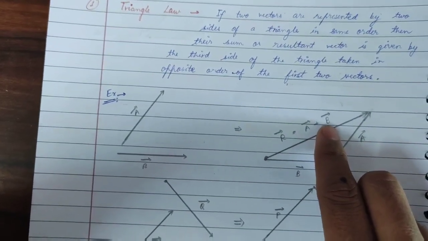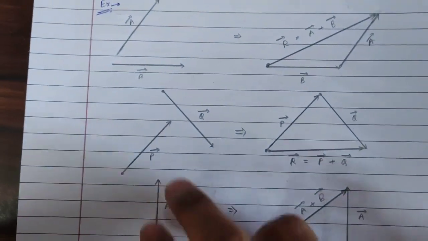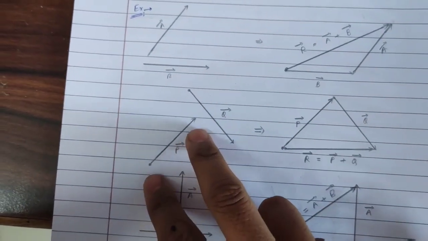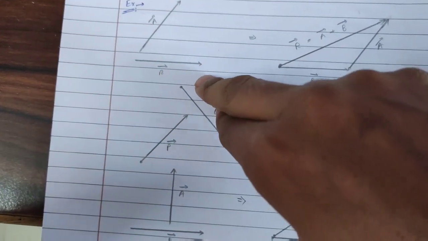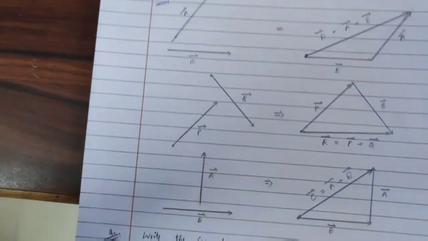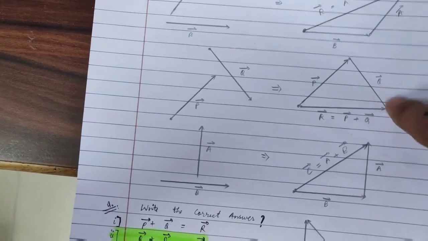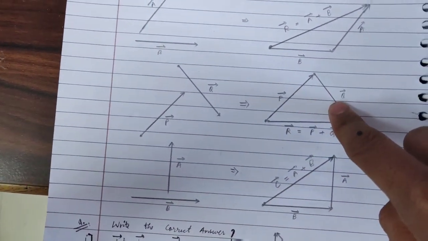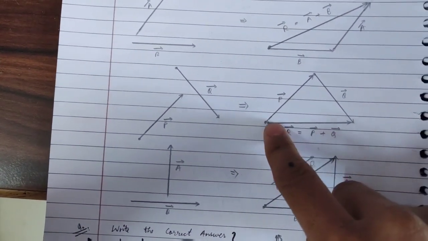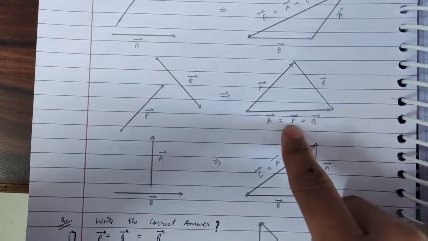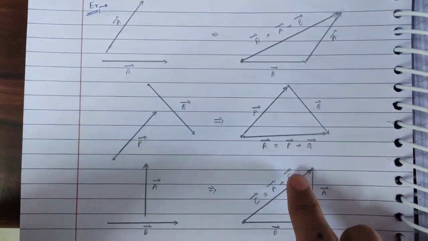Let us see another example here. This is vector P and this is vector Q. We have not disturbed the vector P and taken the vector Q just parallelly to it. We have taken this vector and put it here. Now vector P and vector Q, both of them are in the same order and vector R is in the opposite order. So vector R, resultant vector, is equal to vector P plus vector Q.